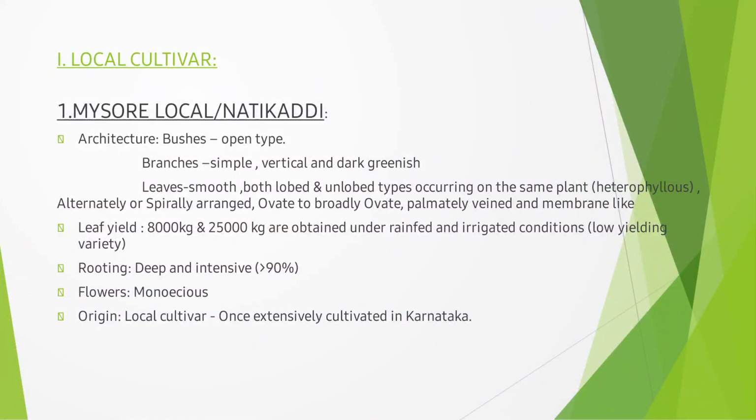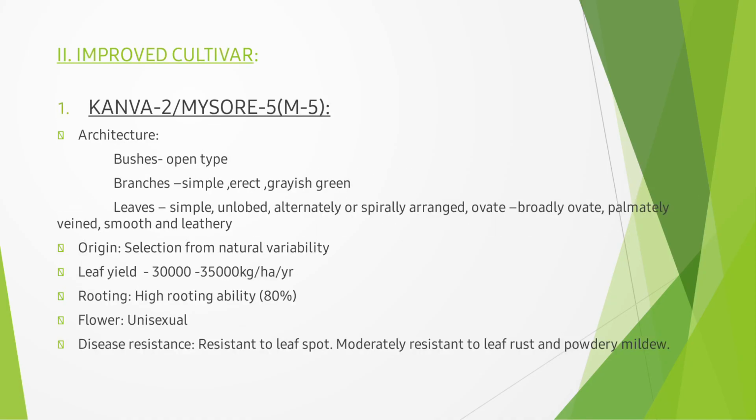Next, the rooting ability. It is deep and intensive, which is an important feature, at greater than 90%, and the flowers are monoecious. Origin: local cultivar, once extensively cultivated in Karnataka. Next is the improved cultivar, Kanva-2 or Mysore 5.